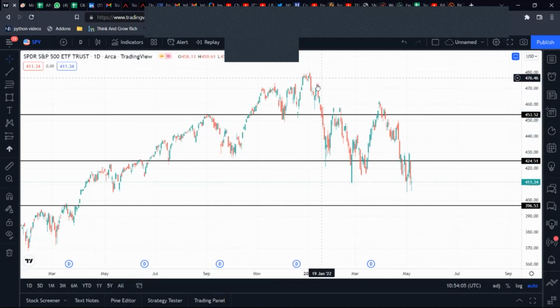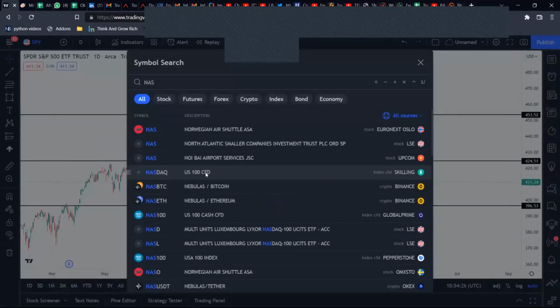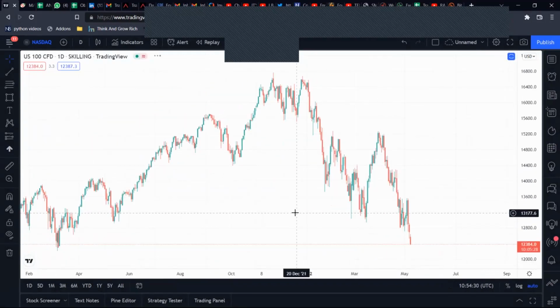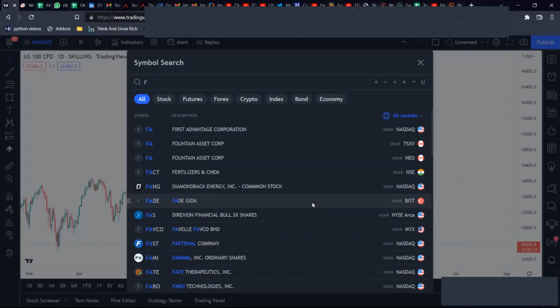The only discrepancy here is that gold is also not doing well. So we're sitting in the midst of uncertainty, lots of uncertainty in the global economy, and it's affecting most things. So the S&P 500, I think the NASDAQ as well. You could see everything is on the drop. Then the Fangman, which is, let's see.